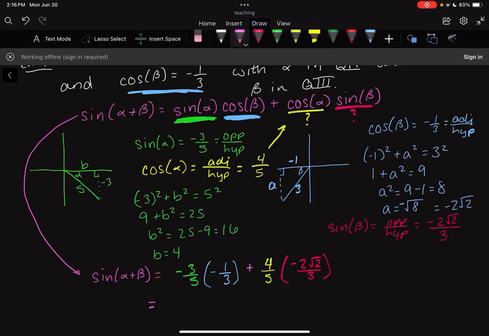Now it's just simplifying, so this would be positive 3 over 15 plus, minus, 8 root 2 over 15. And the top can't actually combine, but we can write it as one fraction. So 3 minus 8 root 2 over 15. Is that fully simplified?